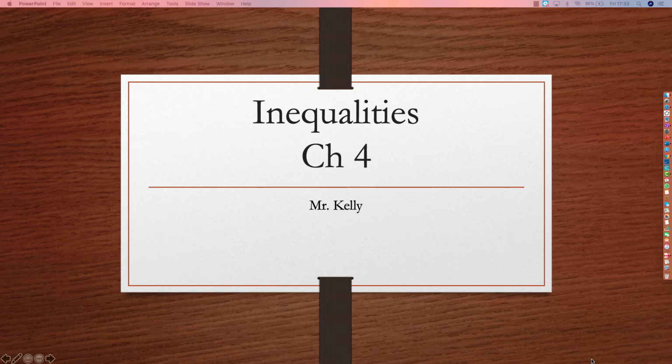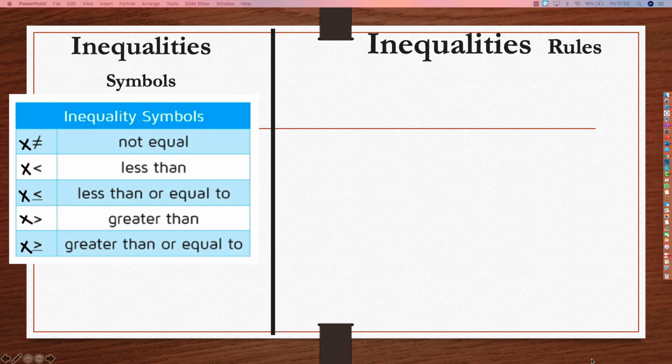Right, with inequalities, first of all, I'm going to go through the signs. Not equal, less than, less than or equal to, greater than, or greater than or equal. Is that okay? So they are the signs first of all. Equals with a line going through it is not equal. And x with a less than means x less than, and x with a less than or equal sign is less than or equal to, and x with a greater than sign is x greater than, and a greater than or equal to. So those are your basic rules of inequalities.